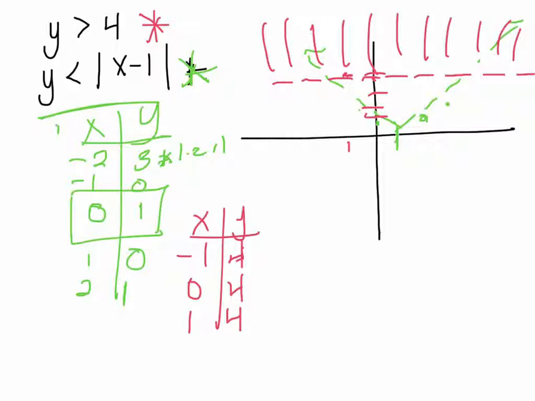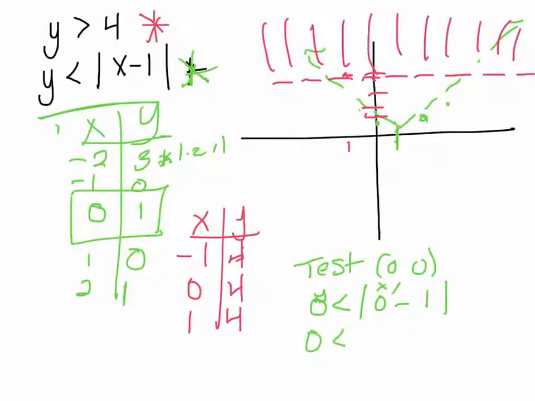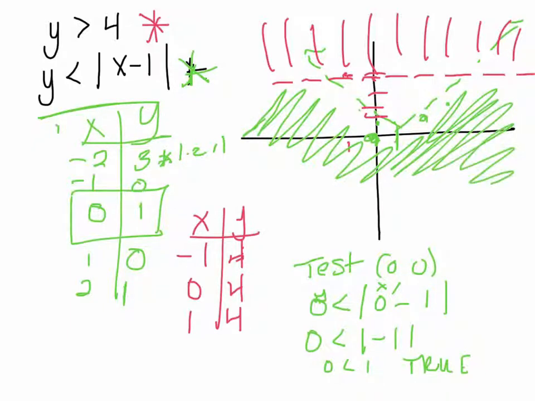So here's one way you could do this. I'm going to test a point like 0, 0 in my equation. So if I have 0 is less than the absolute value of 0 minus 1, what I did is plug in my y and my x value, and I'm going to solve. Is 0 less than the absolute value of -1? So is 0 less than 1? Is that a true statement? And that is true. Since that's a true statement, I can color in everything that happens right there.